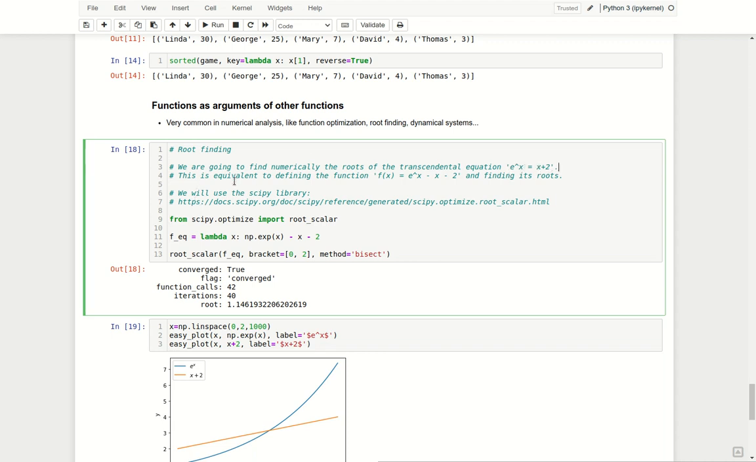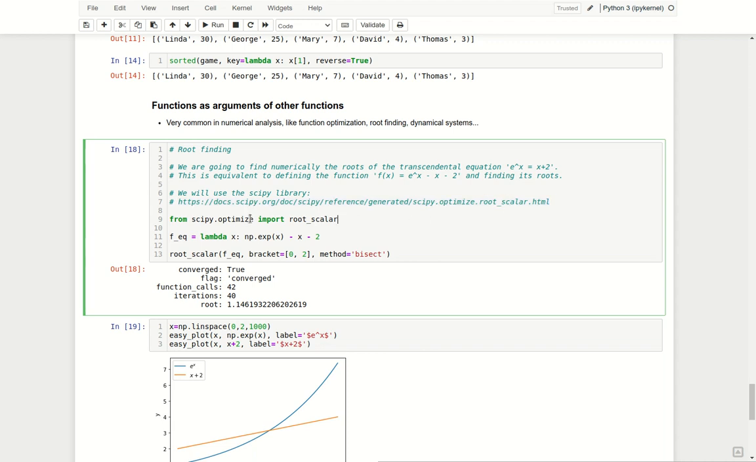This is equivalent to defining the function f(x) equal to e to the x minus x minus 2, and then finding its roots. In this case we are going to use the SciPy library. I think that you have the SciPy library installed. If you use Anaconda, you just have to install it. And you can find documentation about the function that we're going to use in this link.